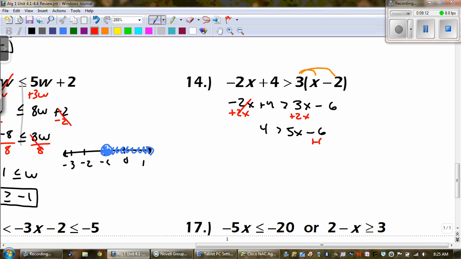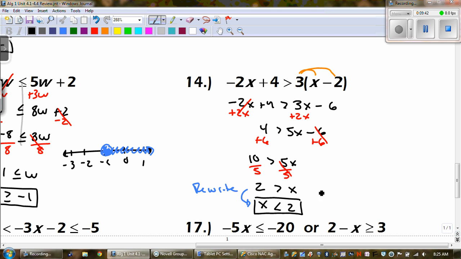To get the x all by itself, we have to add 6 to both sides. We get 10 is greater than 5x. Divide both sides by 5. We get 2 is greater than x. And then once again, the only thing that's wrong with that is the variable is not first, so we have to rewrite it. The inequality is pointing at the x, so we get x is less than 2.